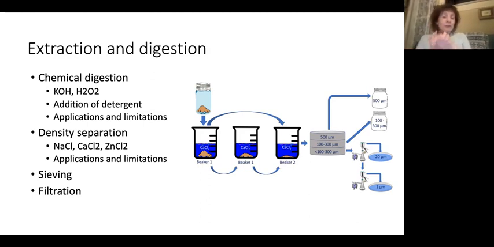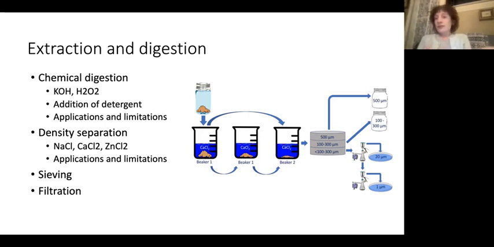So a lot of groups use chemical digestion. This is often in the form of using potassium hydroxide. Some groups use hydrogen peroxide. Typically, potassium hydroxide works best for biota, for tissues from organisms. It also can be used for scat, for example. Hydrogen peroxide, I've seen that used for water samples. And so it's sometimes a matter of trial and error and figuring out what works best for your particular sample type.